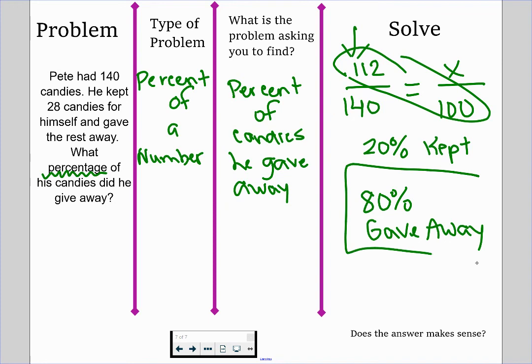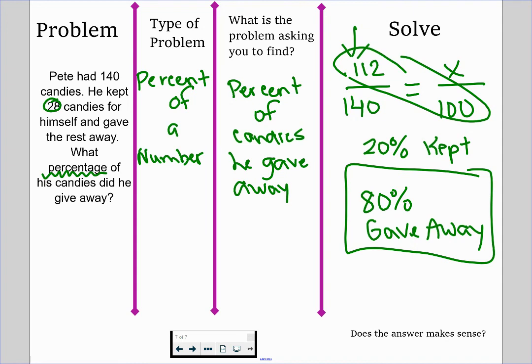And if we think, does this answer make sense? 80%? Well, if he's only keeping 28 out of 140, that's way less than half. So it's exactly 1/5 of how many candies he had. So that number does make sense.